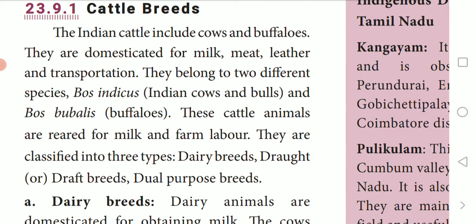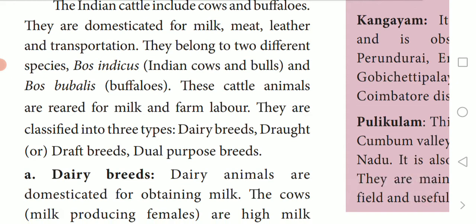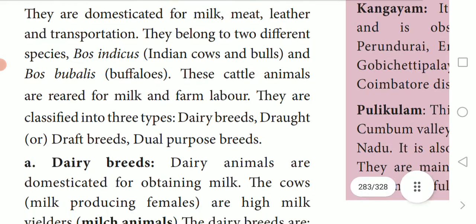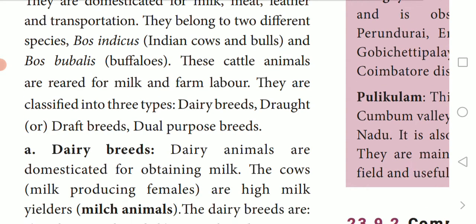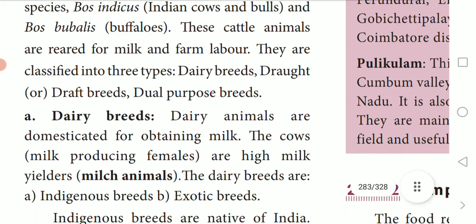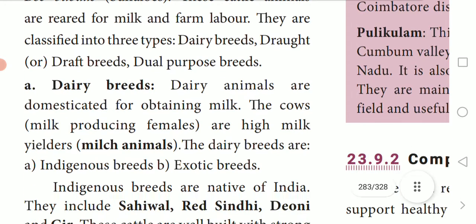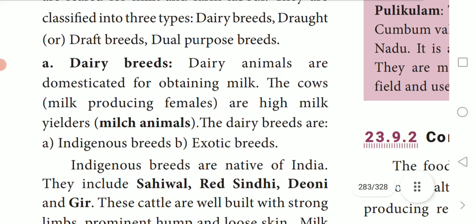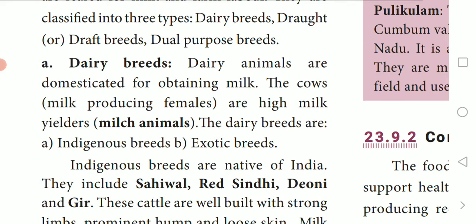They belong to two different species. That is Bos indicus, which means Indian cows, and Bos bubalis, which means the buffalo. These cattle are reared for milk and farm labor. They are classified into three types. One is dairy breeds, second is draught or draft breeds, and the third one is dual purpose breeds. We'll see one by one. What is dairy breeds?